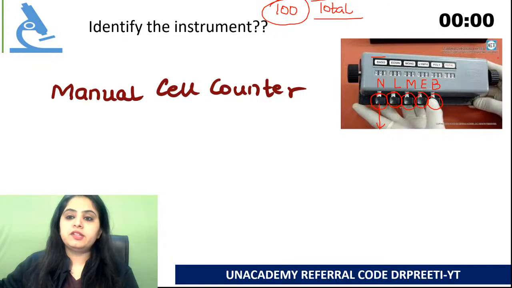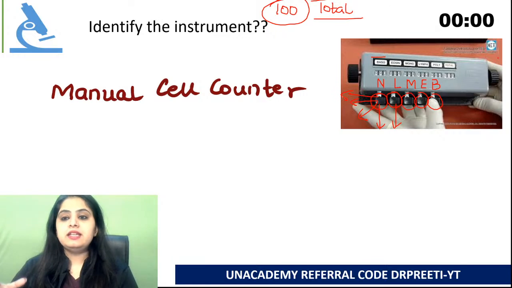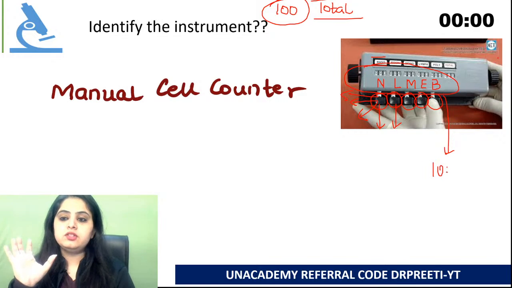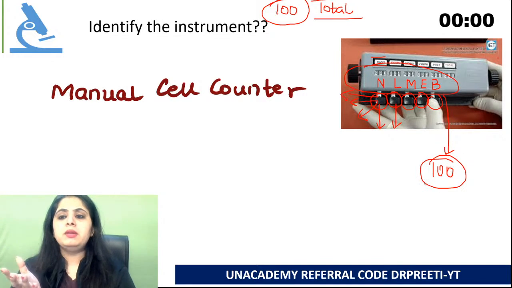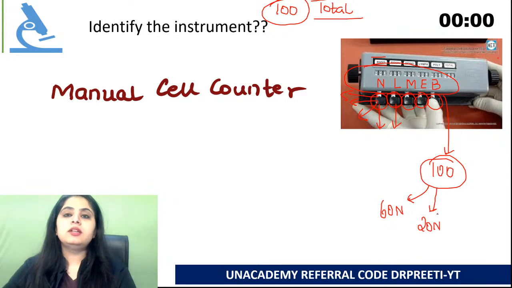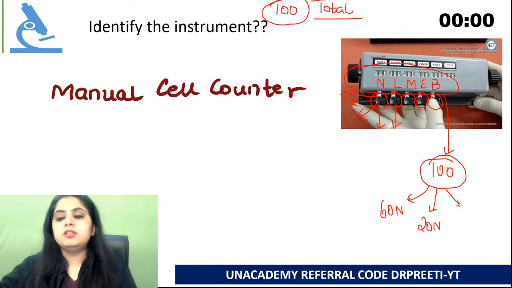I see a lymphocyte next, I press the second button. Then I see 3 neutrophils, I press this button thrice. So basically, as soon as the total becomes 100, this counter is very smart. Maybe in that 100, I pressed the neutrophil button 60 times, the lymphocyte button 20 times, similarly the monocyte button 10 times, and eosinophils 10 times.